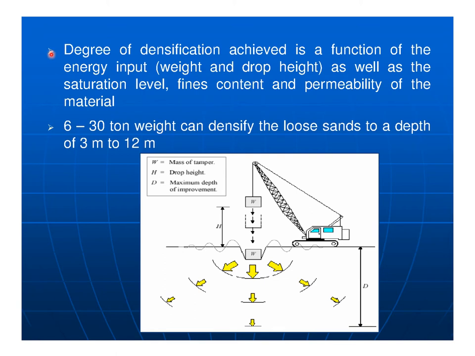The degree of densification achieved is a function of the energy input, weight and drop height, as well as the saturation level, fines content and permeability of the material. A 6 to 30 ton weight can densify loose sands to a depth of 3 to 12 meters. So when a weight is dropped from a height, you will have the impact of load in this direction as well as in these directions.